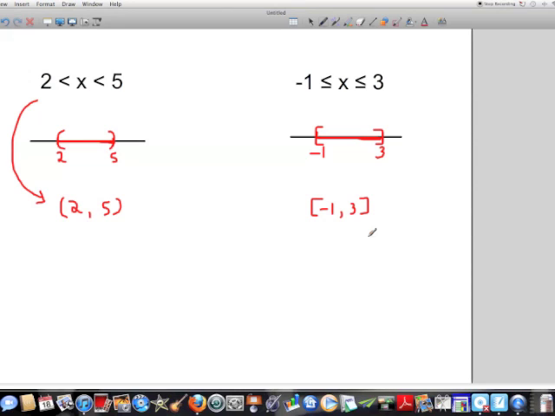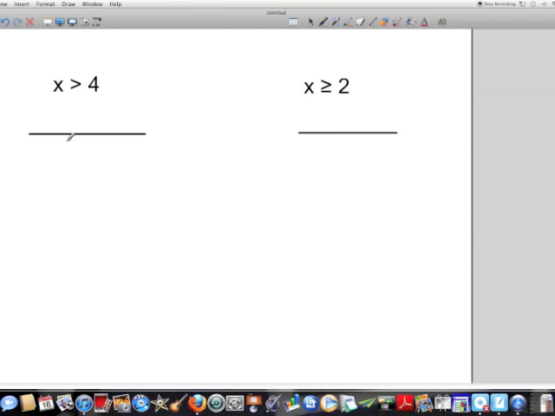Not every interval notation has a number in both those positions. If you're just graphing x greater than 4, then you know 4, because it's just greater than, is going to be a parenthesis. It is facing to the right because you are shading to the right.